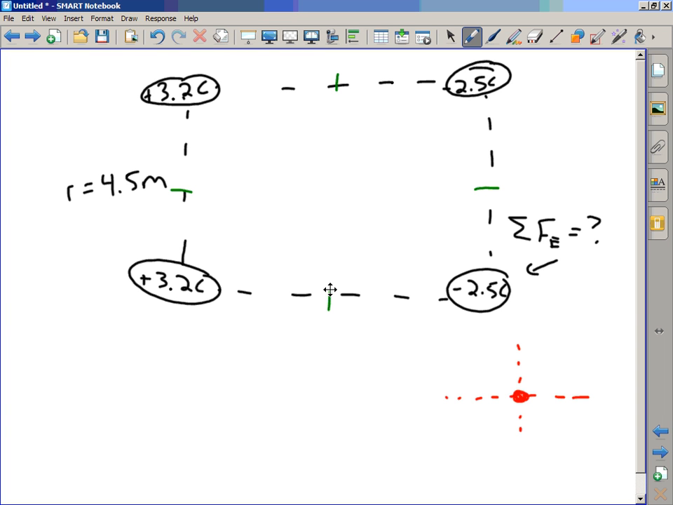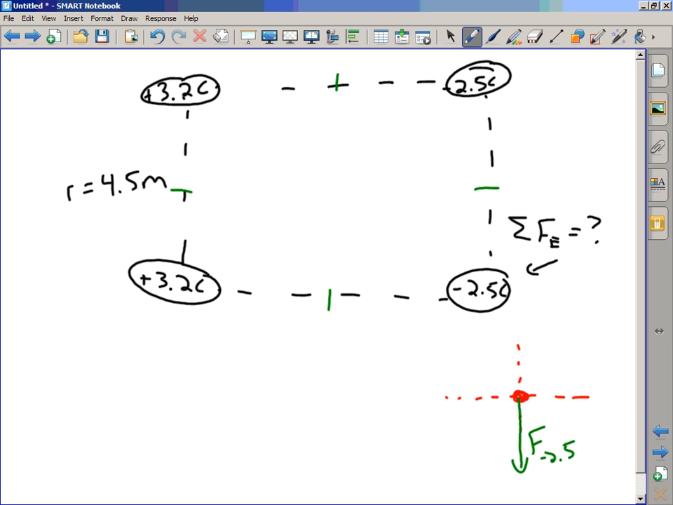Negative and negative, repel or attract? Repel. So whatever I figure out the magnitude is for the force here, I'm going to make it go straight down. This is the force from the negative 2.5 coulomb guy. It repels, it's going to go straight down from that 2.5 guy. Okay. Let's do this one over here on the left.